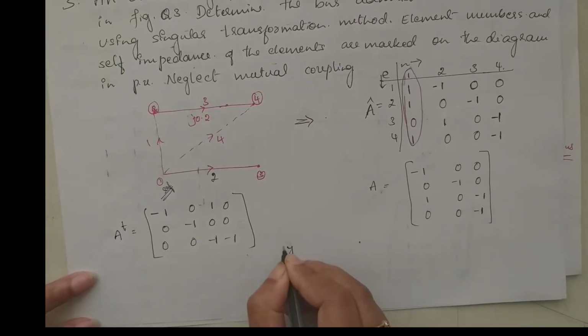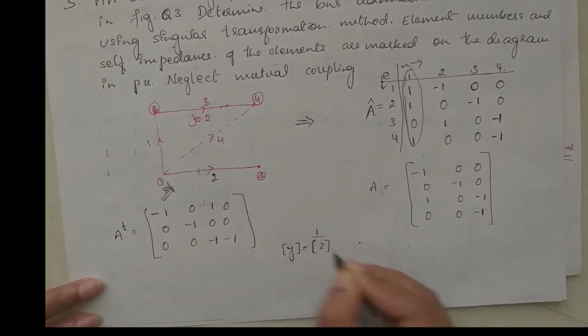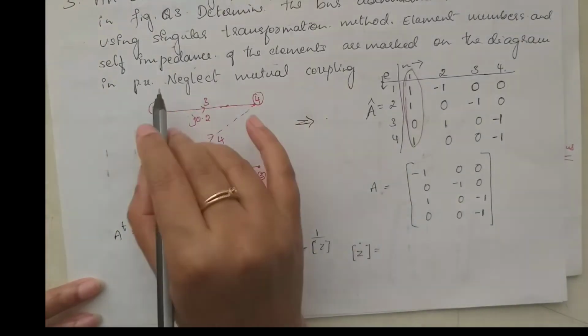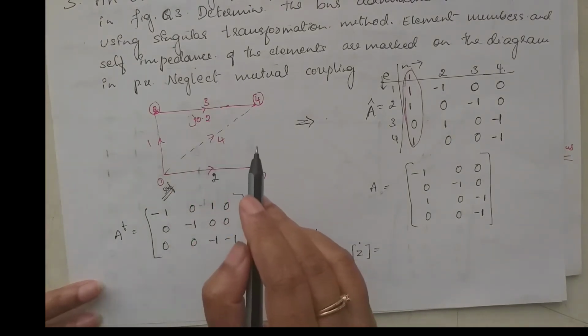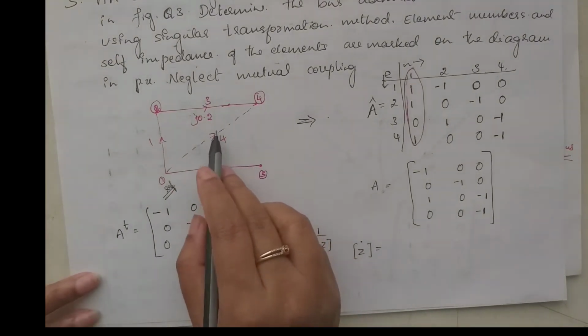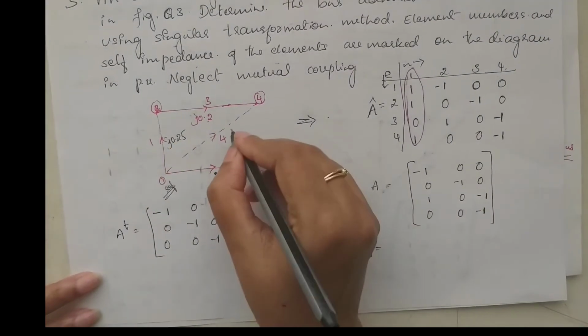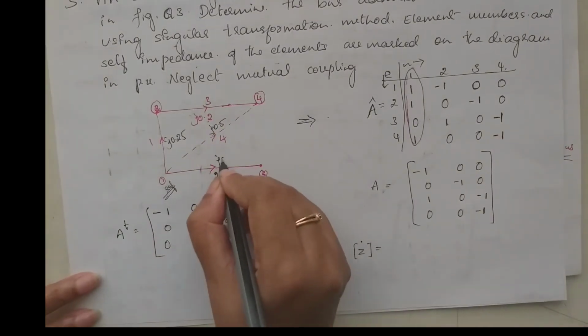So, Y is the self admittance matrix. In order to get Y, we need Z. The inverse of Z is Y. So we want matrix Z, which is given by the self impedances of the elements given here. In the problem it is mentioned j0.2, j0.25, j0.5 and j0.1.